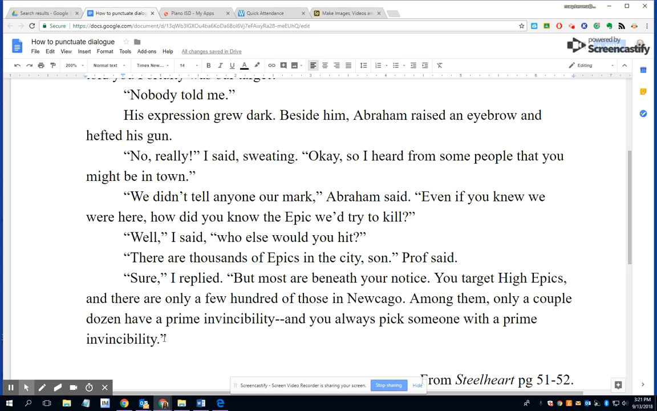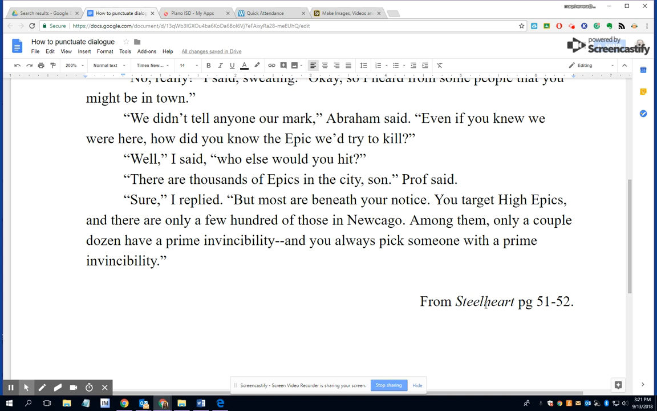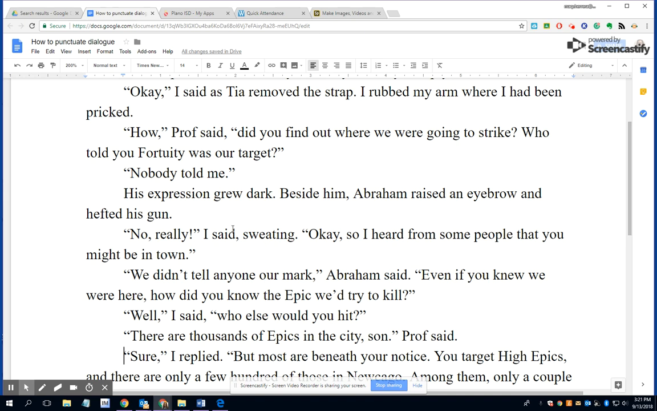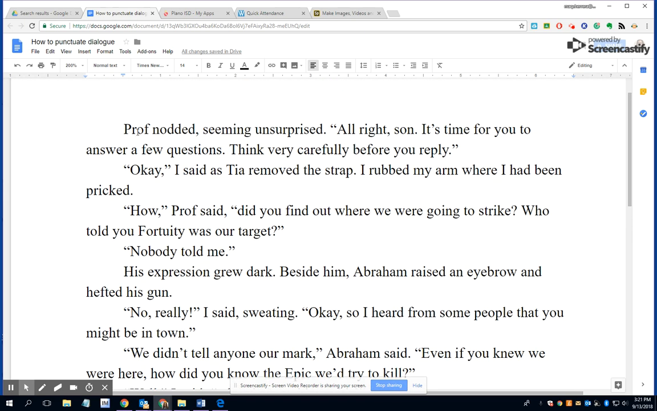So again, ending that. So, as I said, this is from Steelheart, page 51 and 52 of his book. Very good book about superhero bad people. So, just in review, you're going to capitalize at the beginning of the sentence, use a comma if you're not finished with the sentence, and close quotations include the tag, and then you either need a period there or a comma. Prof said is not a complete sentence necessarily, and he's continuing the sentence on after that, so that's why they used a comma here. Okay. Close out with the ending punctuation and the quotation marks.